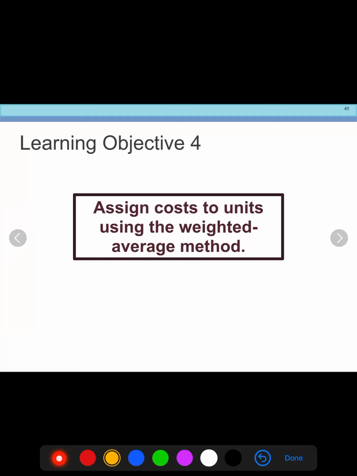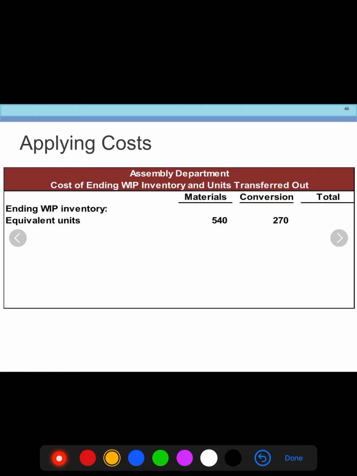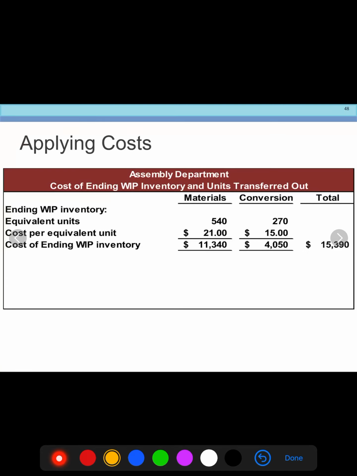Learning objective number 4. Assign cost to units using the weighted average method. So based on that, equivalent units 540 to 70. Ito yung kinumpute natin kanina. Cost per equivalent units, that's 21 and 15, computed also kanina. She'll be getting 11,340 and 4,050 for a total of 15,390, which means yung iyong ending work in process inventory, ang kanyang cost equivalent ay 15,390.